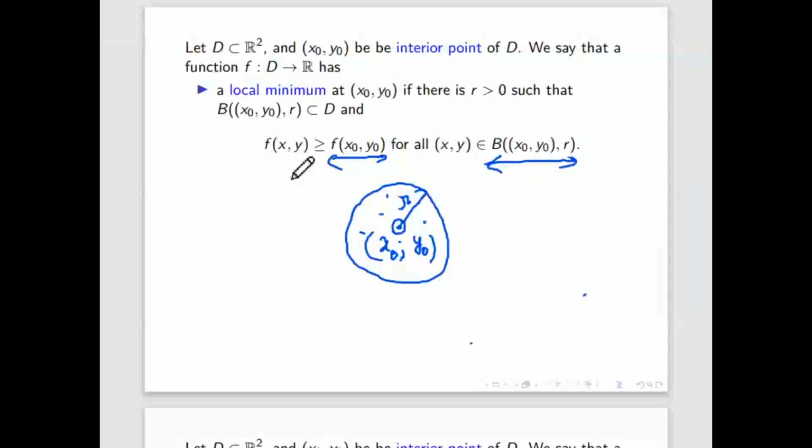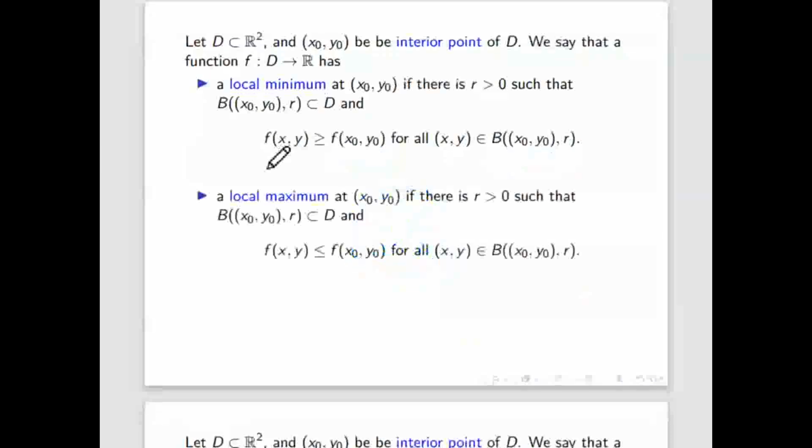Similarly, for a local maximum, the center point has the maximum value in the neighborhood, or in that disk. So a point is said to be a local maximum if the functional value at that point x0 comma y0 is greater than the remaining points in that disk. That means the center has the maximum value. Then it is called a local maximum.